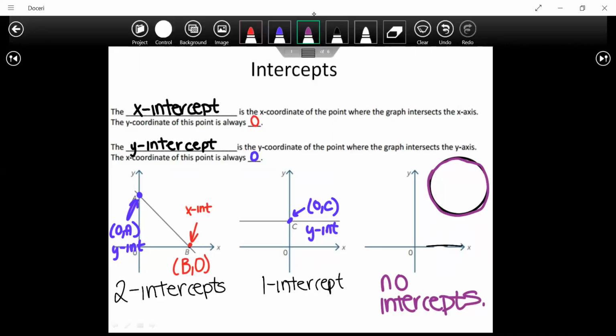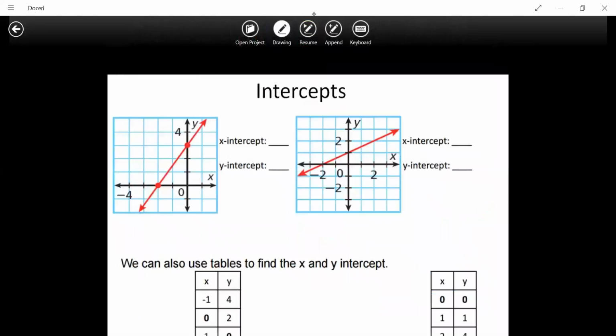Okay, here we go. We're going to look at these different types. Go ahead and copy those 4 down.